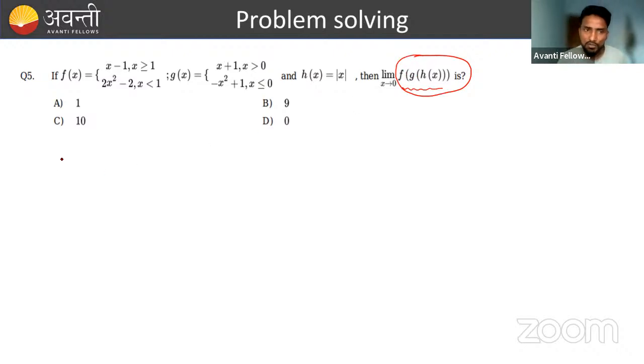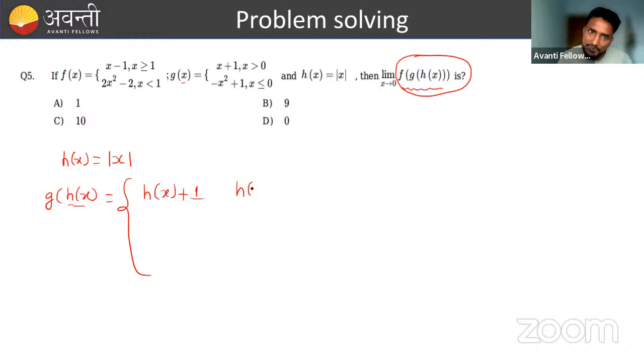So what I will do, h of x is given, this is mod x, right? So first I will try to find g of h of x. Okay, so now, g of x is x plus 1 if x is greater than 0. So definitely g of h of x is replaced with h of x. So I can write like this: h of x plus 1 if h of x is greater than 0, and it is minus of h of x whole square plus 1 if h of x is less than or equal to 0.